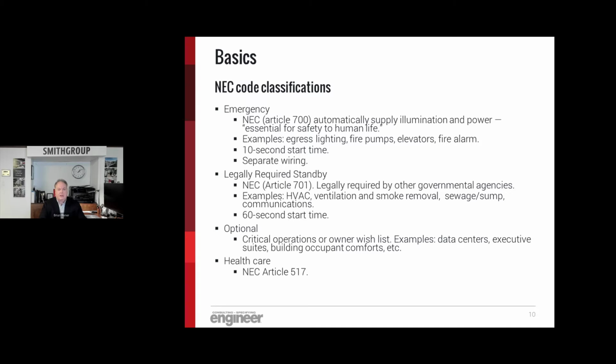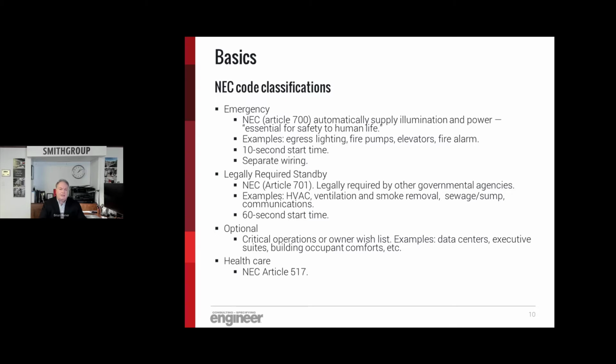to human life. Typically in a facility, this is going to include egress lighting, fire pumps, elevators in high-rise buildings, and fire alarm systems. Under emergency generators or emergency systems, you're required to have a 10-second start time on the generator. The wiring itself to these emergency classified loads has to be separate from other types of loads.